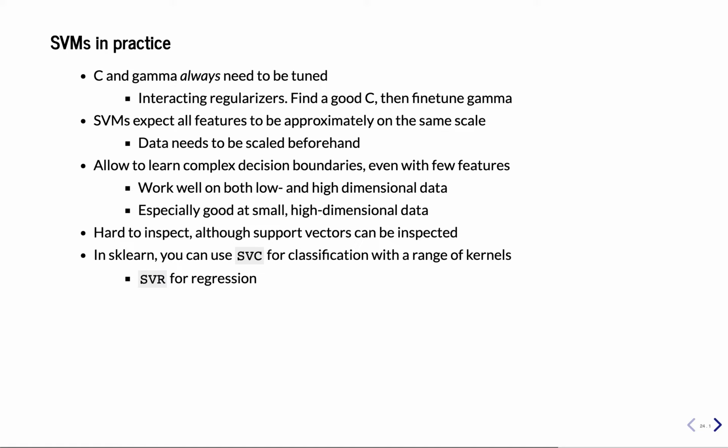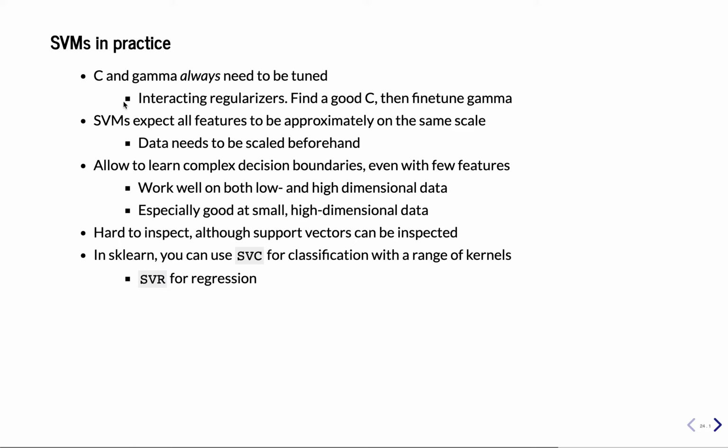Okay, so in practice, C and gamma always need to be tuned. I often see people just use SVMs without tuning, and I think generally that's a bad idea unless you're super lucky that the defaults work. It has pretty good defaults, but still, I would always tune it to your data.